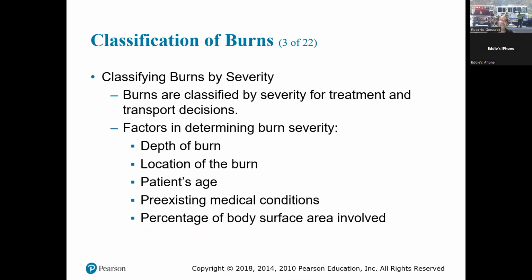Classification of burns. Burns are classified by the severity for treatment and transport decisions. The factors in determining burn severity are the depth of the burn, location of the burn, patient's age, pre-existing medical conditions, and percentage of the body surface area involved. This is important because we have to use what we call the rule of nines or the rule of palms. Basically, it dictates what surface area of the body got burned, and we do this to figure out how severe the burn is.